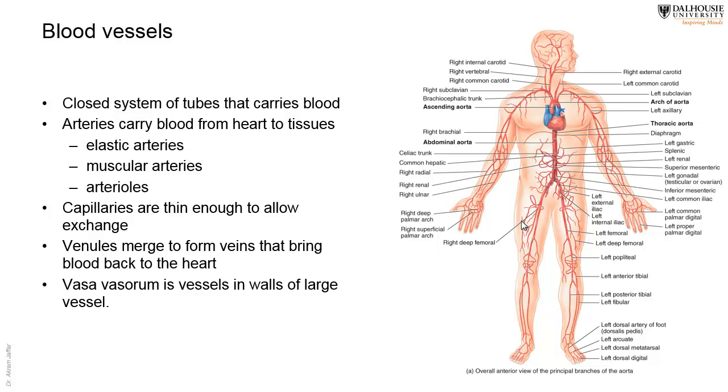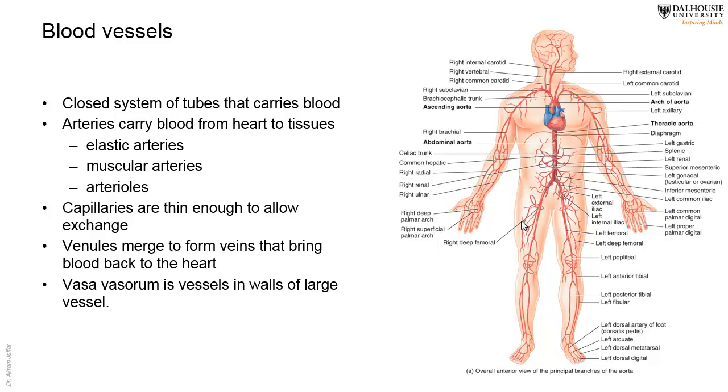So this system is so intricate, and there are a lot of vessels here included, especially the capillary bed where exchange of material takes place. The arteries that carry the blood from the heart, as we will see now, they are in three different types.